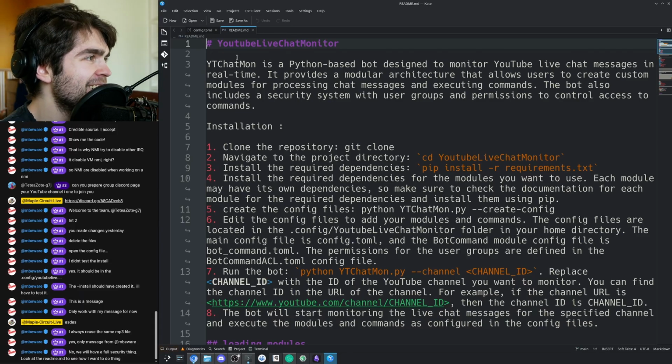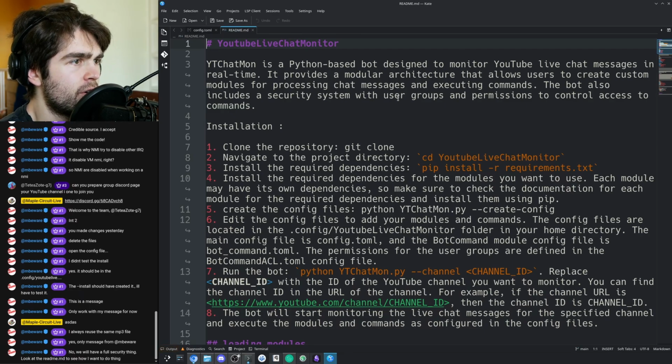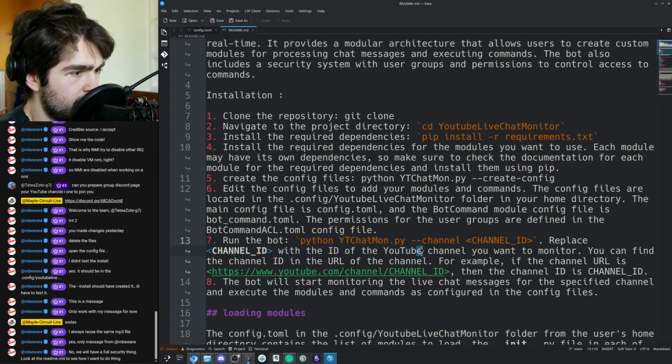YouTube Chat Monitor is a Python-based bot designed to monitor YouTube live chat in real time. It provides a modular architecture that allows users to create custom modules for processing chat messages and executing commands. The bot also includes a security system with user groups and permissions to control access to the commands. Installation: clone the repository, navigate, install. Okay, that's all the things that we did. And run the bot. Replace channel ID with channel, blah.